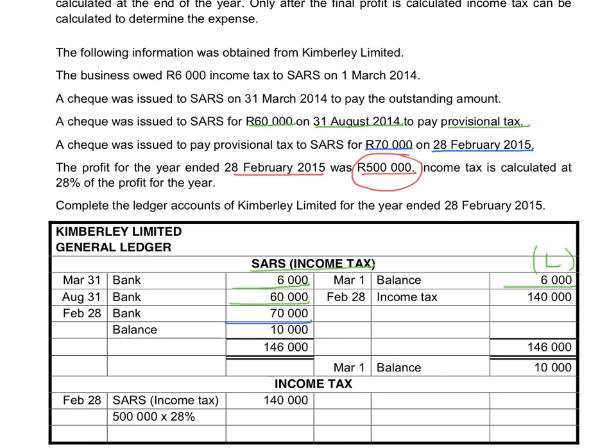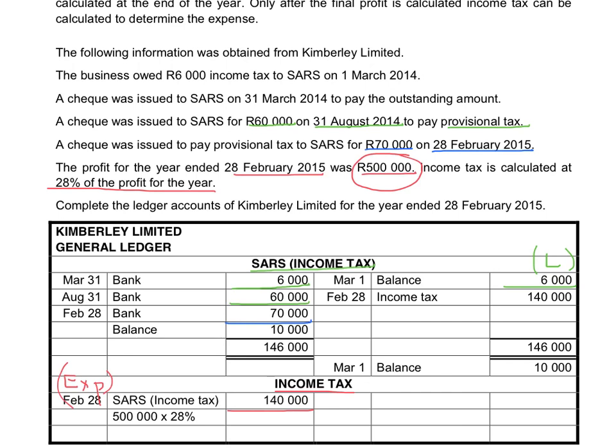And then we go and we calculate 28% on that profit amount. So for the first time, you can write in this income tax account and you show 500,000 times 28% will give me the total tax that's payable to SARS as 140,000. So for the first time, I will write in this expense account to show what the expense for income tax is. Who do we owe the money to?